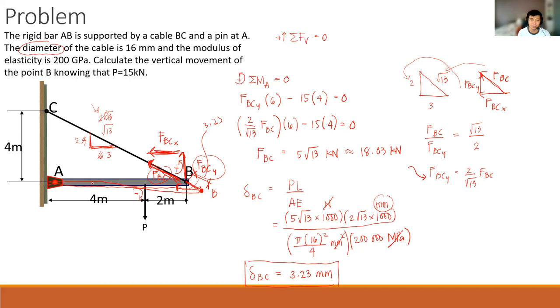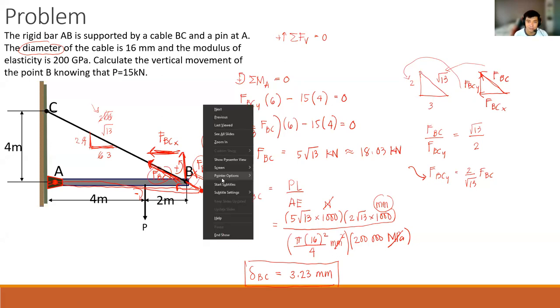We extend your bar AB, right? So probably it deflects at your bar AB, then the extension of your cable BC is towards this location, at point B. So it may be in that manner. But again, for the sake that we can solve the deflection at B, we need to understand this. Let's try to erase some.